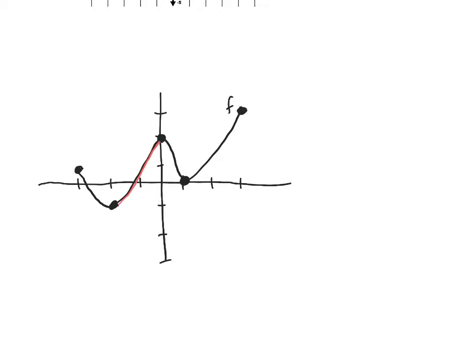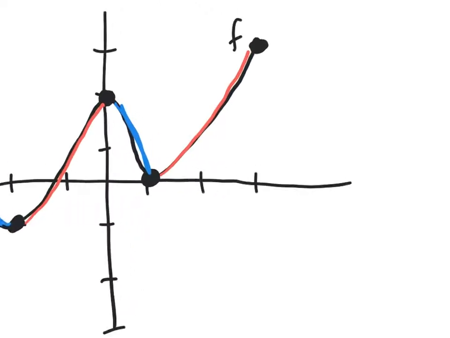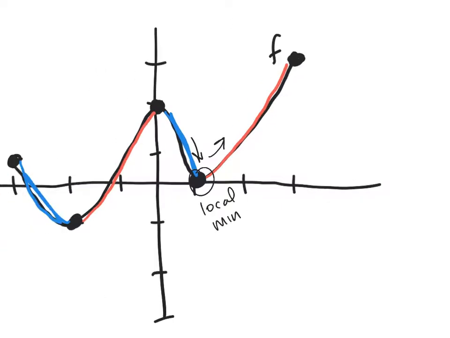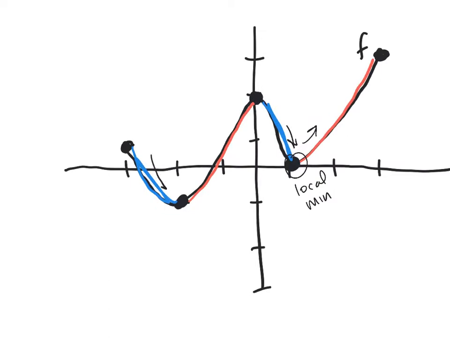So let's identify some intervals. Here we have an interval of increase. Here we have an interval of increase. Here we have an interval of decrease. Here we have an interval of decrease. So the graph is switching here from decreasing to increasing, so that's a local minimum. We also have another interval right here. The function is switching from decreasing to increasing, so that's also a local minimum. So there's two of them.